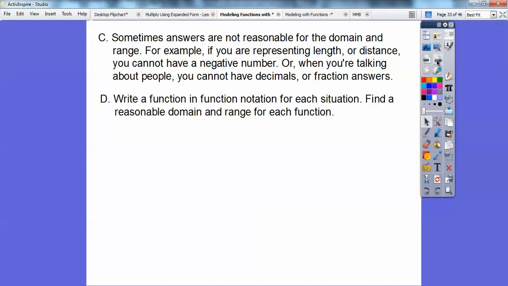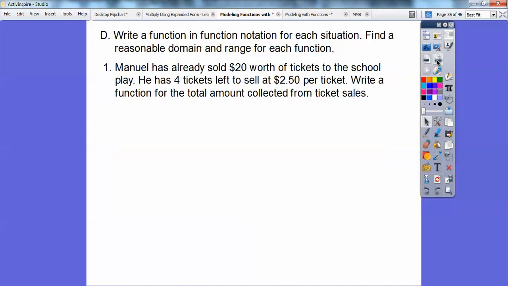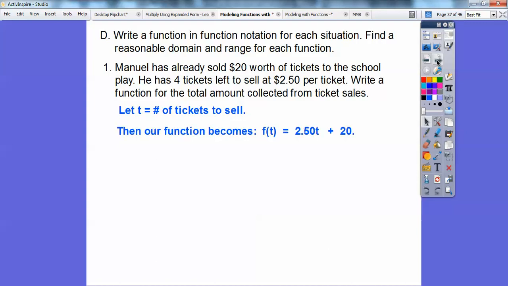Okay, so here we go. Manuel has already sold $20 worth of tickets to the school play. He has 4 tickets left to sell at $2.50 per ticket. So write a function for the total amount collected from the ticket sales. Let's move that up. We'll let T equal the number of tickets that he sells. So our function becomes f of T equals 2.50T plus 20. This plus 20 is the $20 that he already sold, so that stays. Everything else depends on the number of tickets that he sells.